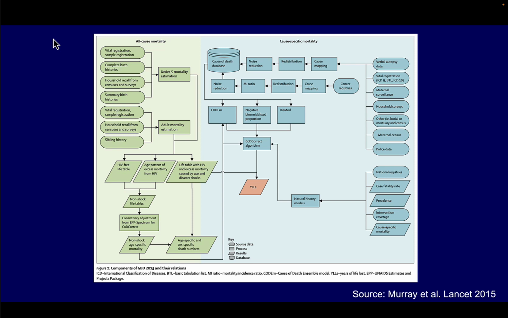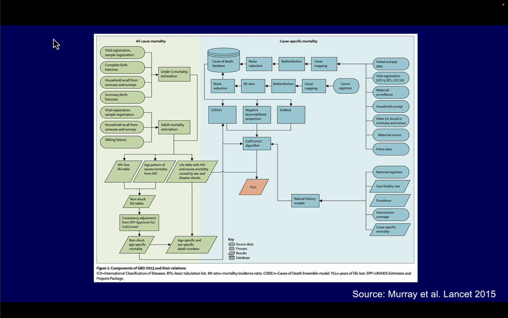And looking at the top left of the diagram here, where there is complete vital registration, obviously it's the most preferred source for estimating the all-cause mortality rate. But there are, of course, other sources that we've covered in the session today to get at, for example, all-cause mortality in children under 5 and in adults when vital registration is not reliable.